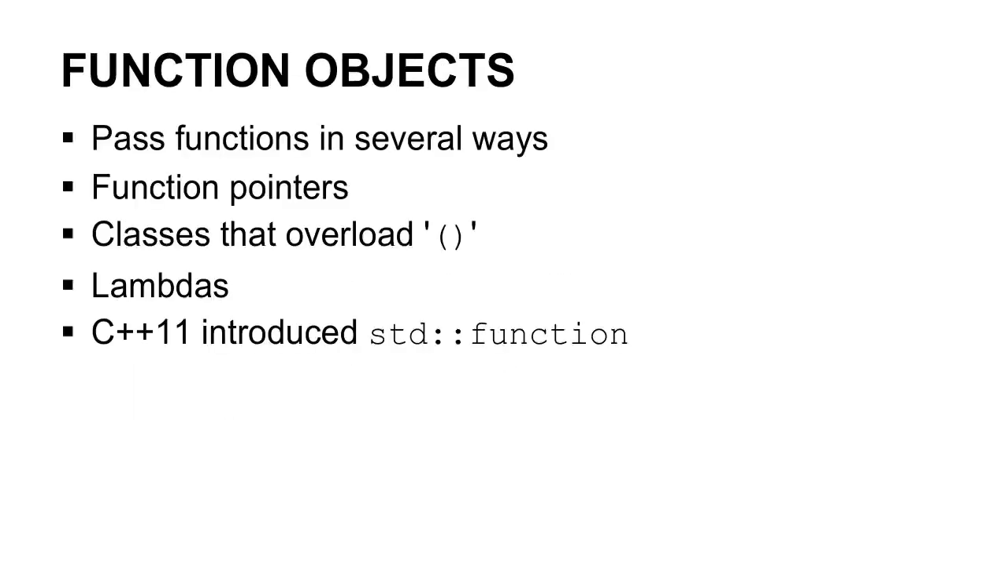Finally, function objects. If you want to pass a function as an argument, you have several options. We have function pointers, classes that overload the round brackets operator so that an object can be used as if it was a function. And now we've got lambdas. How could we unify these so that we could use any of them? Well, C++11 introduced the standard function type, which represents anything that can be called like a function, and it uses templates to specify the arguments and return type of the function that it represents.